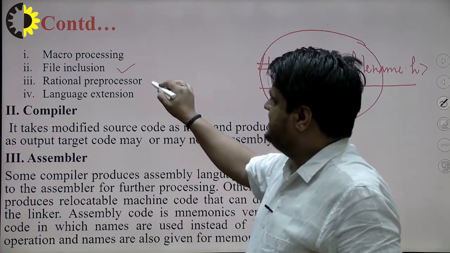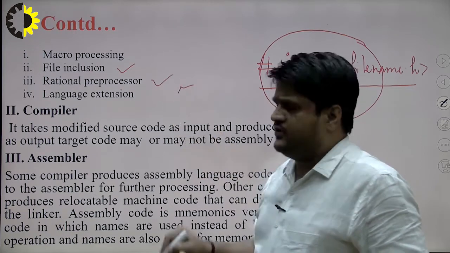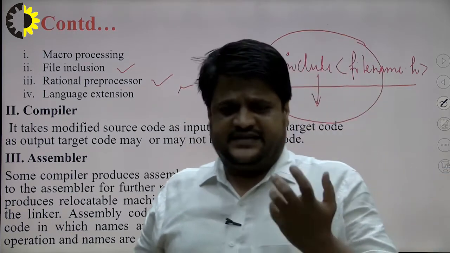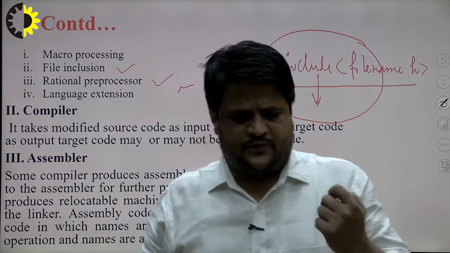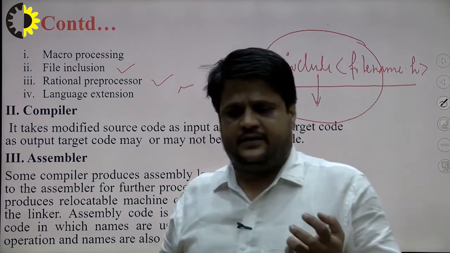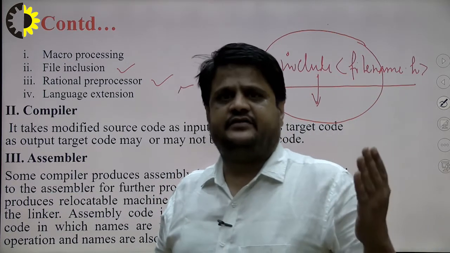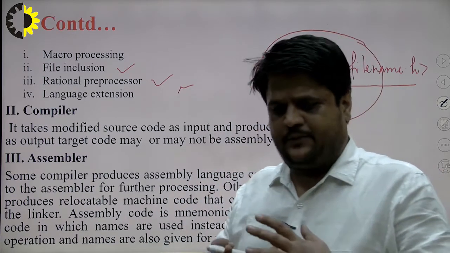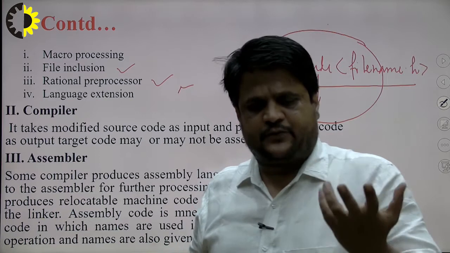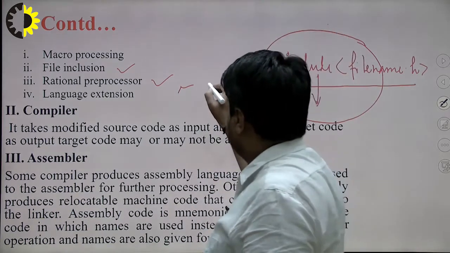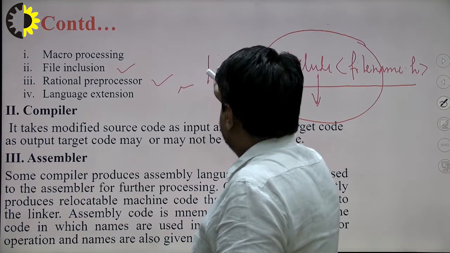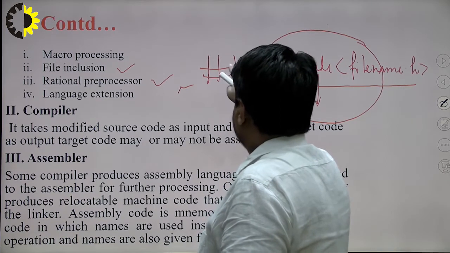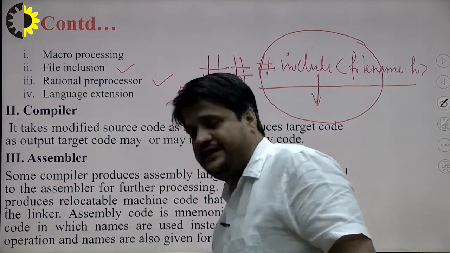The third one is the relational preprocessor. Relational preprocessor means some programming languages provide the capability to extend certain features by the help of a preprocessor, right? Whenever you write double hash, it means an SQL statement in C.